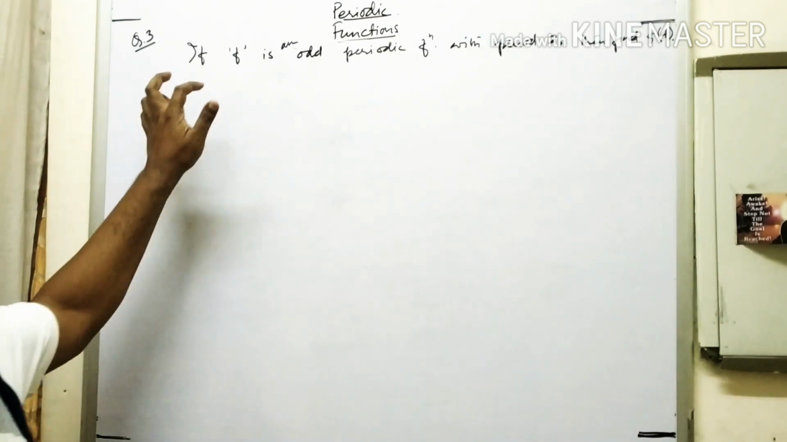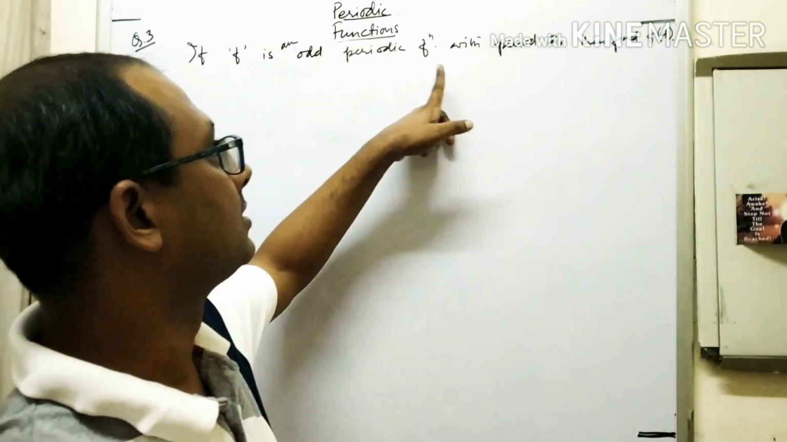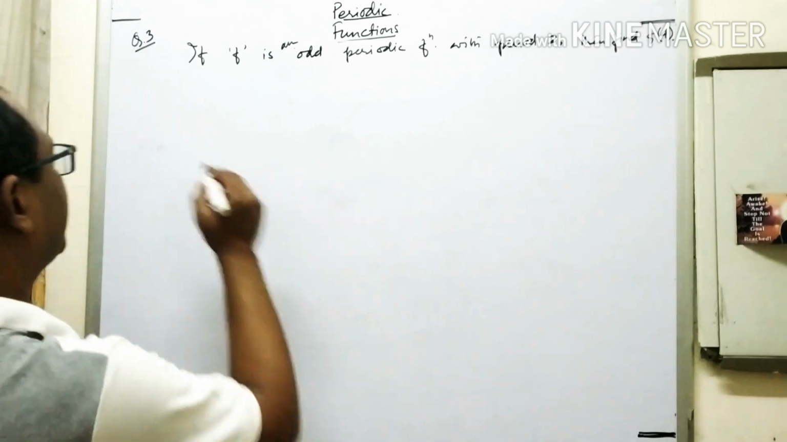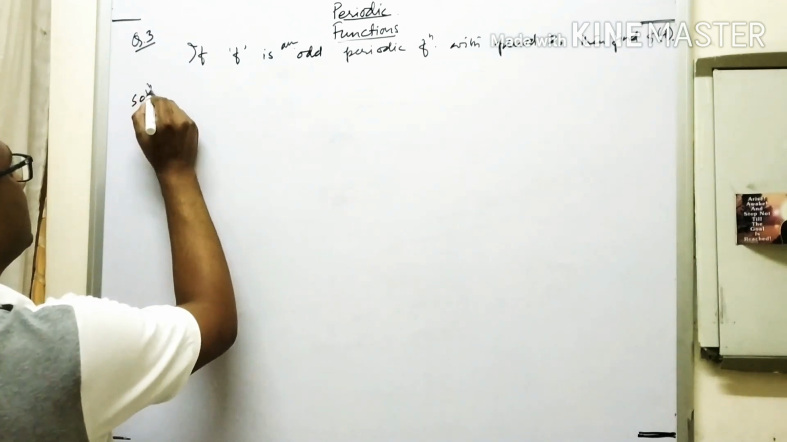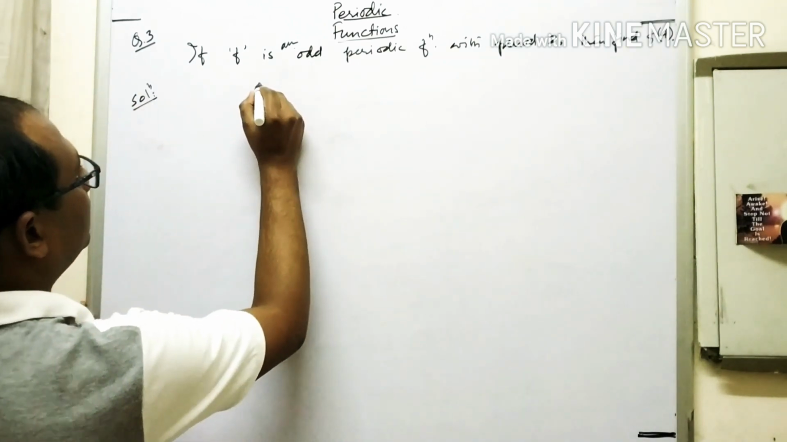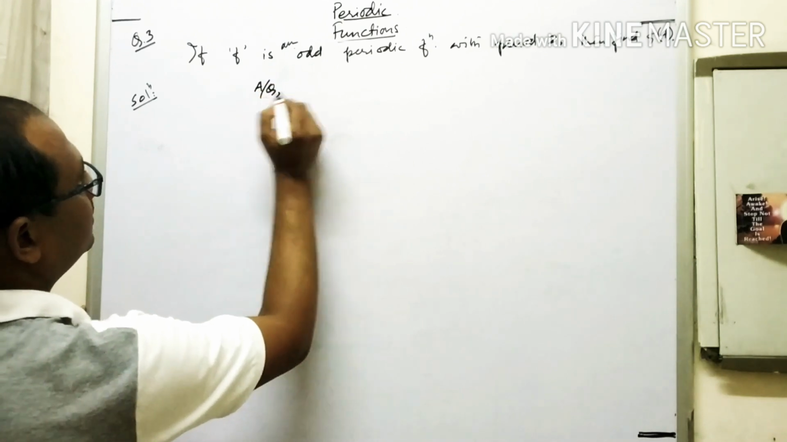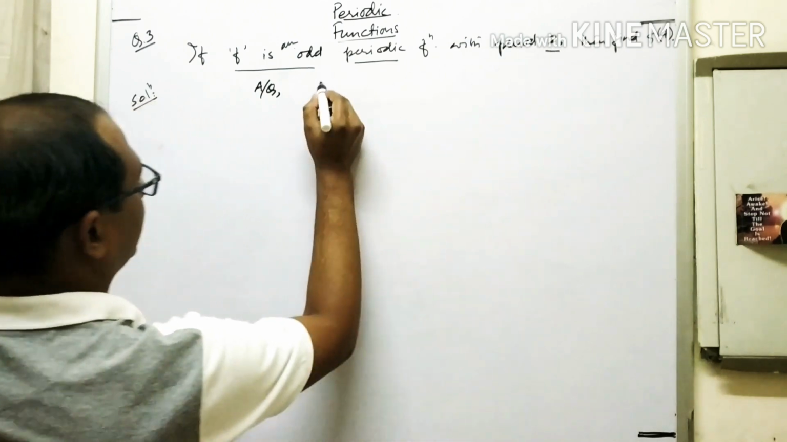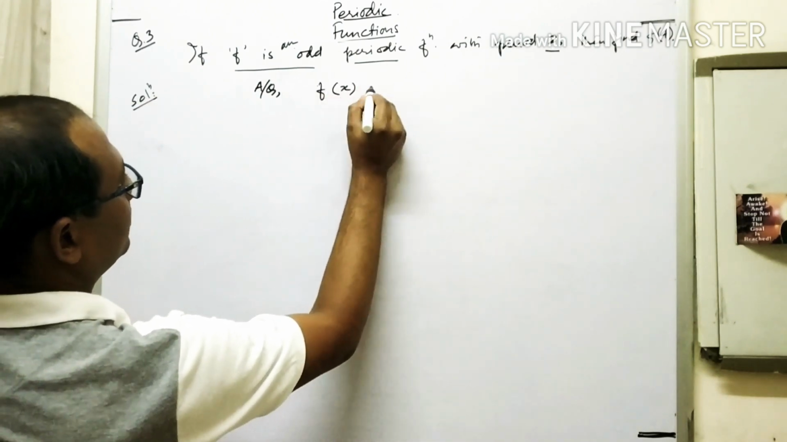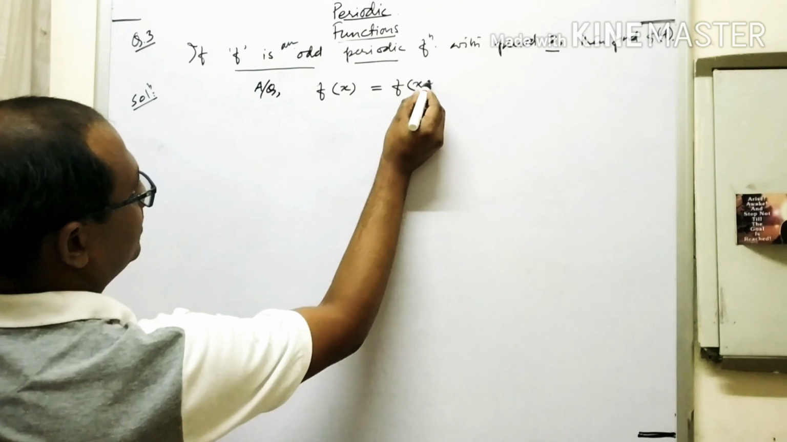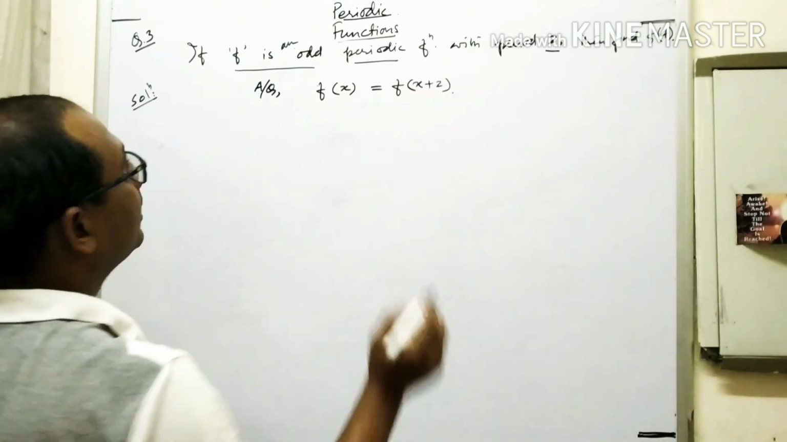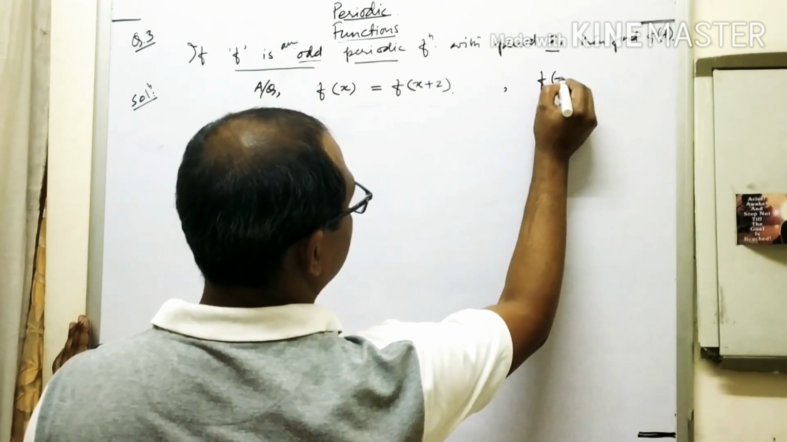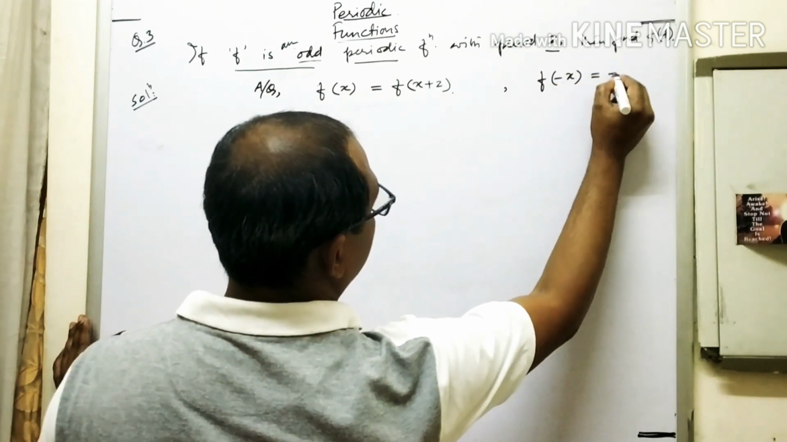The next question: if f is an odd periodic function with period 2, then we have to find the value of f of 4. So the solution will go like this. According to the question, f is periodic with period 2, so f of x will be equal to f of x plus 2. Also it is given that it is an odd function, so f of minus x is minus f(x).